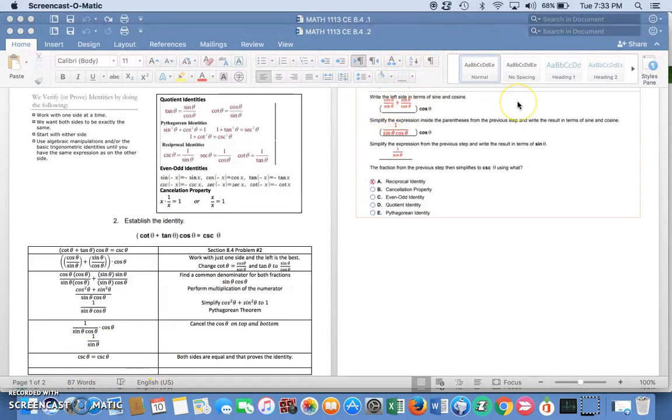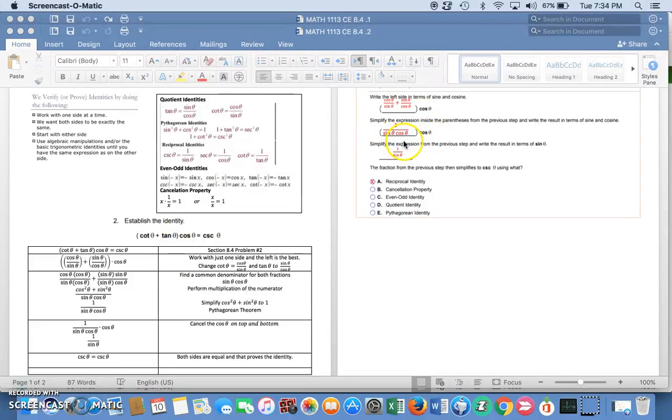Now, how do they want you to plug it in MyMathLab? Well, this step, that's basically what I did. Cosine over sine, sine over cosine. Now it says simplify the expression from the previous step, just simplify it. They want it as simple as you can go, but still in sines and cosines. So what you do is this is what they want in that blank.